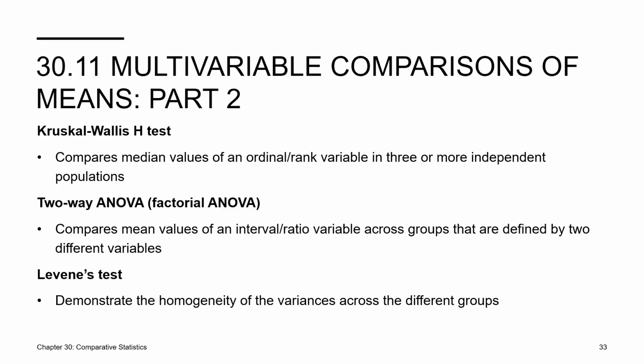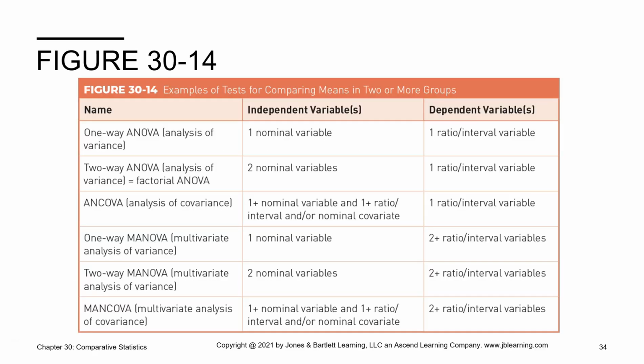Then you could also have the Kruskal-Wallis test, and this compares the median values. So this is very similar to an ANOVA, except the data are not normal. Or a two-way ANOVA or a factorial ANOVA, which compares mean values of an interval or ratio variable across groups, and the Levene's test, which demonstrates the homogeneity of the variables across the different groups. And so figure 30.14 goes over these different comparisons for you in two or more groups.